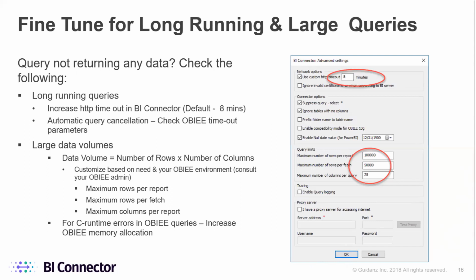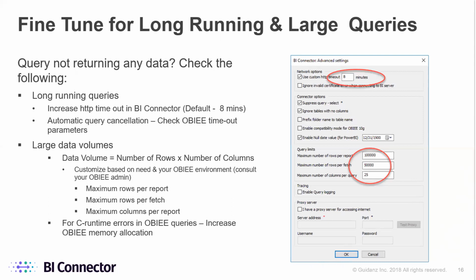So now the next scenario is if you're querying large volumes of data. The data volume is a combination of the number of fields and the number of rows. Your OBIE system is sized to export a certain volume of data. If the data being queried exceeds this value, your OBIE system will automatically error out.